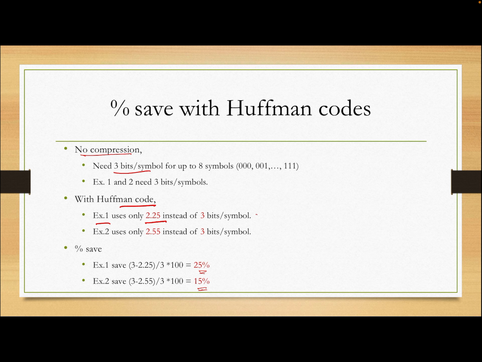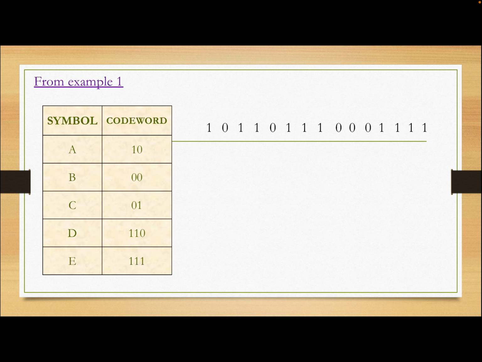You can see that in the first case, the probabilities are more different than in the second case. In the second case, the probabilities are closer together. So when you encode with the Huffman code, the one with more different probabilities will be able to compress more.